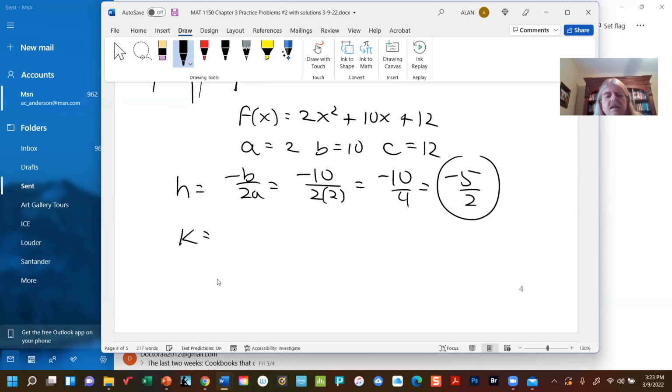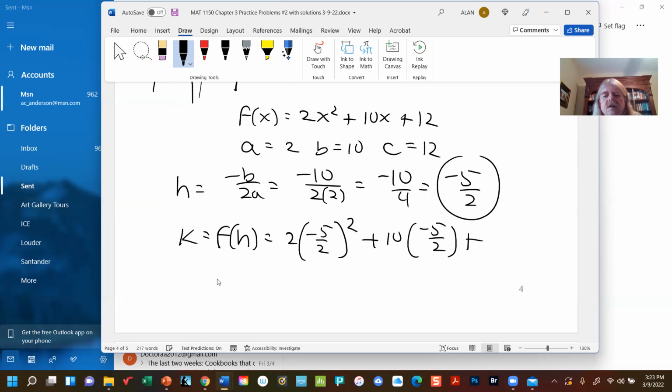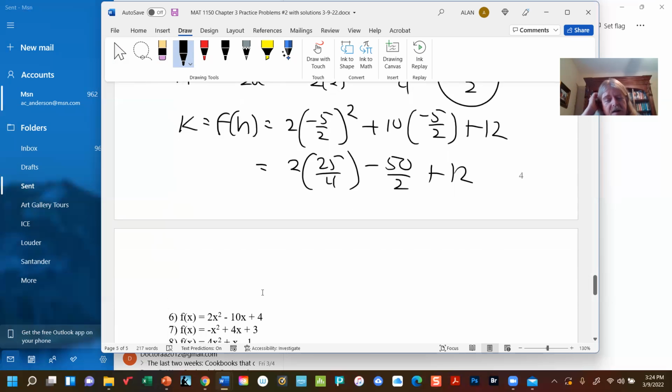And then K is f of H. So it's 2 times minus 5 halves squared plus 10 times minus 5 halves plus 12. Now again, we're going to need a common denominator here. It'll probably end up being quarters. When you square 5 halves, you get 25 quarters. This time we'll have minus 50 halves plus 12. All right, well, it looks like we were right. We're going to have some quarters in there.